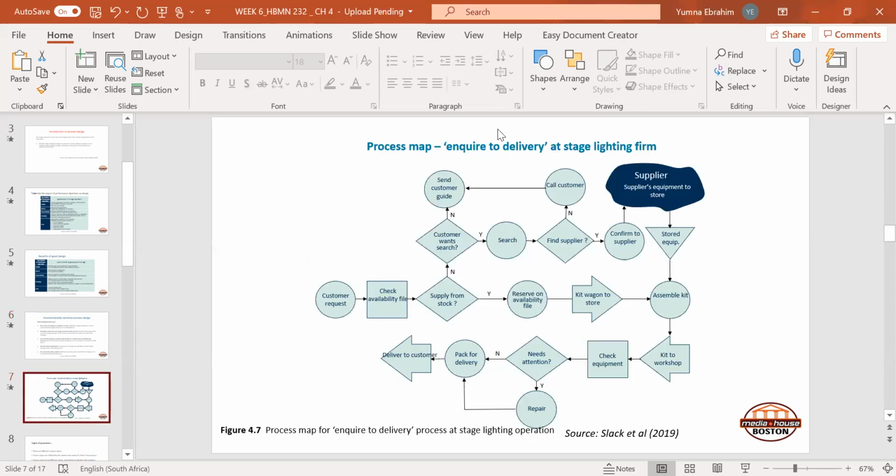Okay, so what we have here is a process map. You don't have to get bogged down in all the details here. All they have done is map a firm's inquiry-to-delivery process at a stage lighting firm. We could have done this process map for the process a bank follows when a person applies for a home loan. We could have done a process map for the process you followed to become a student at Boston Media House. So all we can do in a firm is to basically map our process.